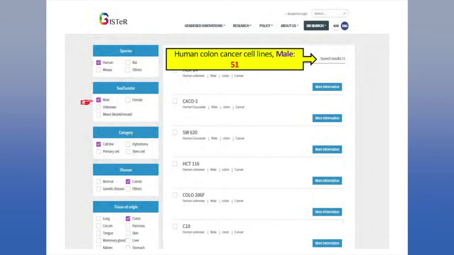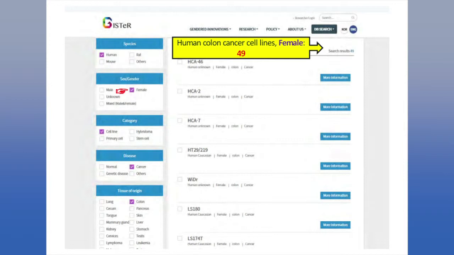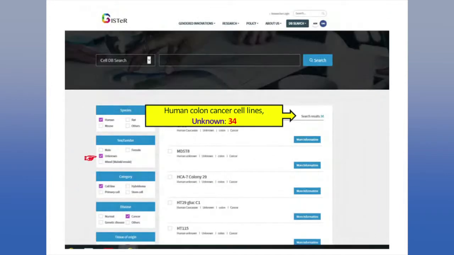And now if we want to see the male cells, there are 51 male cells among 134 human colon cancer cell lines. And if you want female, you can just click female, and there are 49. So how many are unknown? We have 34 out of 134. So it's about 25%. So one quarter of human colon cancer cell lines, we don't know the sex origin.